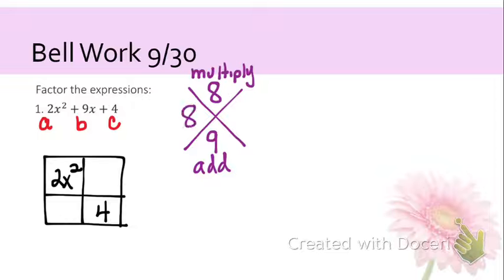8 and 1. 8 times 1 is 8. 8 plus 1 is 9. So we're going to put our 8x and our 1x in the other 2 squares. And then let's go 2 squares at a time and take out our greatest common factor. So if I look at these two, the 2x squared and 8x, they have a greatest common factor of 2x. 1x and 4 has a greatest common factor of 1.